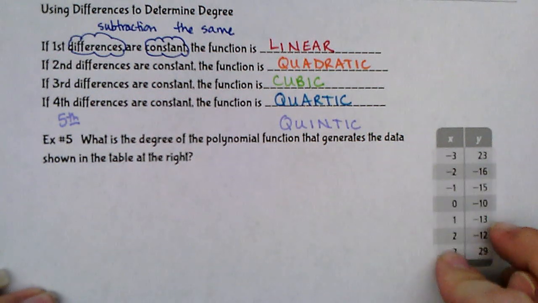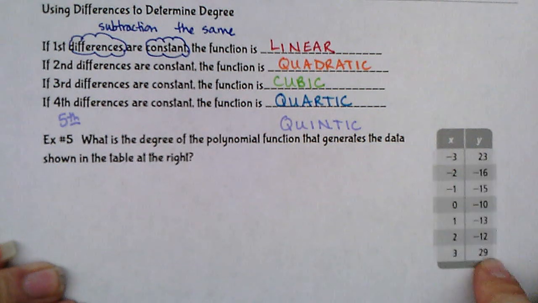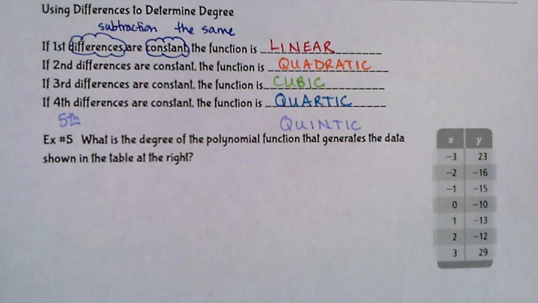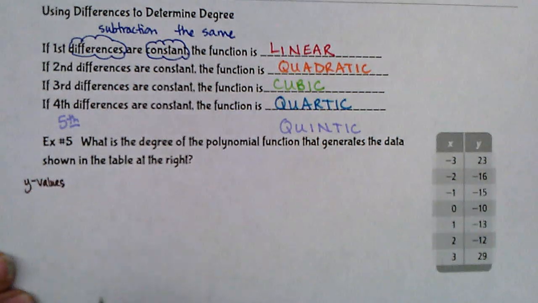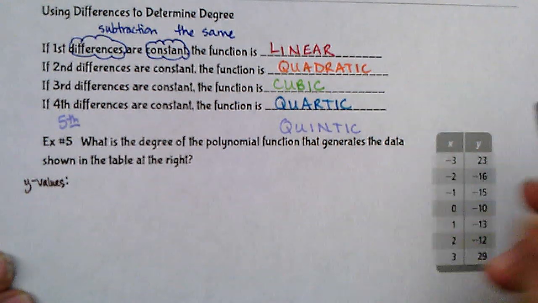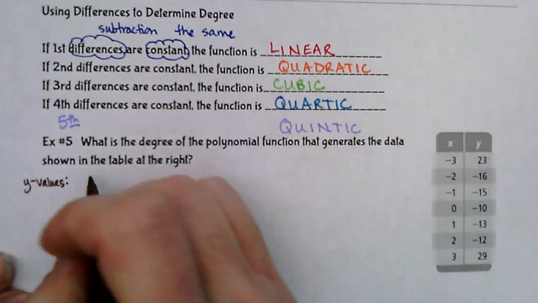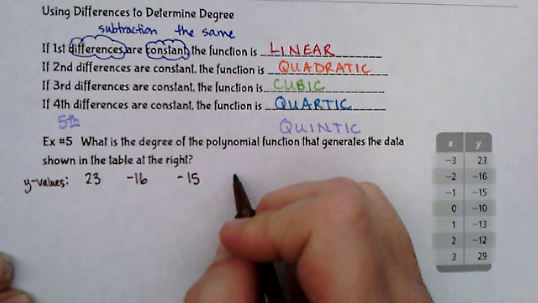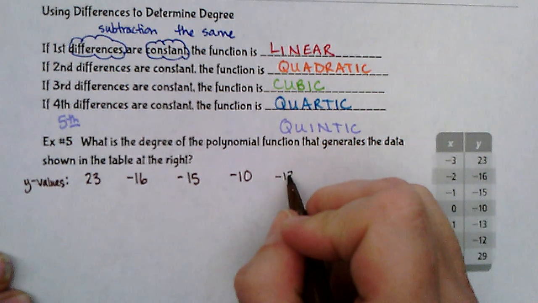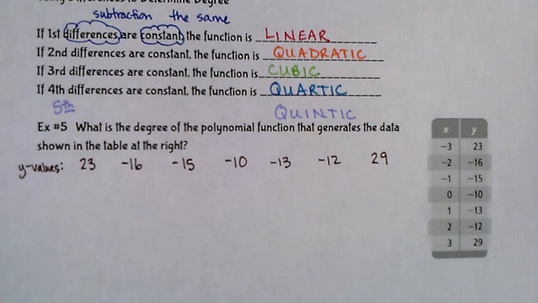So here's our table on the right. What we're looking for is the differences between the y values. The easiest way to do this is to list out the y values. So I'm just going to list out my y values from this table in order. My x values always have a difference of 1 in between them. So my y values go 23, negative 16, negative 15, negative 10, negative 13, negative 12, and 29. And I'm going to start out looking at the first differences.